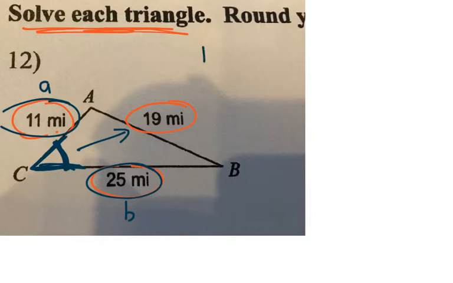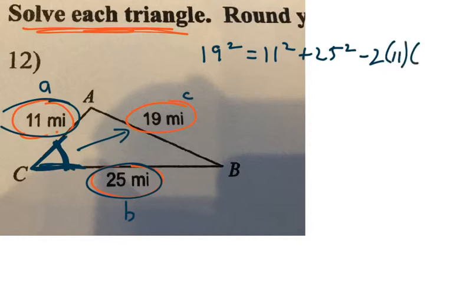Does everyone agree that 19 squared, this is going to be our C right here, has to equal 11 squared, A squared, plus 25 squared, that's my B squared, minus 2 times A times B times the cosine of my angle, which I don't know, and that's angle C. So I'm going to go ahead and go to my calculator, guys, and we're just going to hopefully shorten the video a little bit. You're going to have to watch exactly what I do on the calculator.